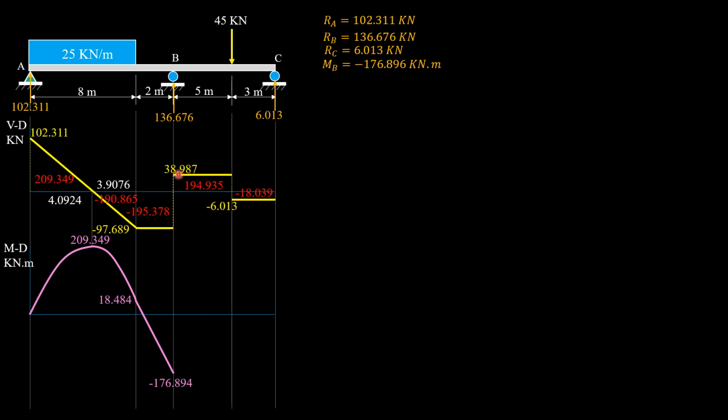Then we have positive 194.935, straight line. So negative 176.894 plus 194.935, you'll get 18.041. Then finally 18.041 plus negative 18.039, so almost zero, going down.